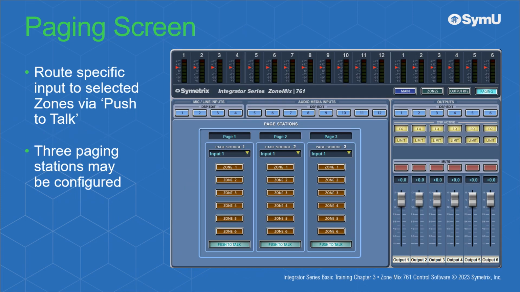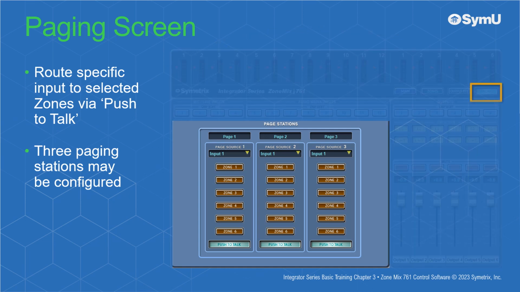The paging station section is accessed via the paging button. Paging can route a specific input to selected zones via a push-to-talk function. Page stations may be as simple as a microphone with or without push-to-talk, or as complex as a modular ARC panel with multiple buttons of source selection and a separate mic. Up to 3 paging stations may be configured.